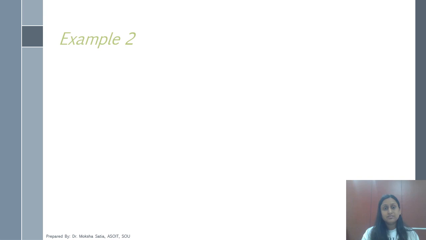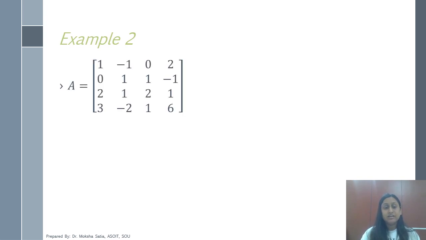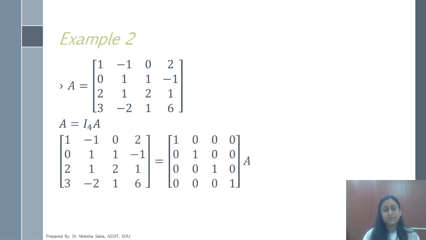So let's see the second example. Here we have matrix A as 1 minus 1 0 2, 0 1 1 minus 1, 2 1 2 1 and 3 minus 2 1 6. Here the matrix is of order 4, and that's why we'll have identity matrix of order 4. That's why we have A is equals to I4 A. Now putting the matrix in place of A and I4, A for the left hand side and I4 for the right hand side, it will look like this.